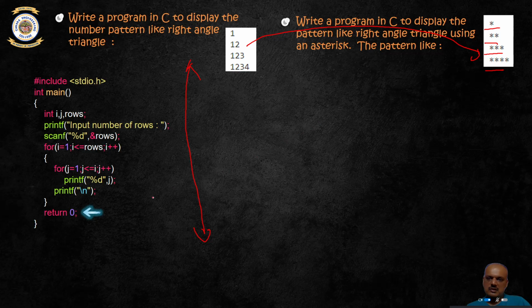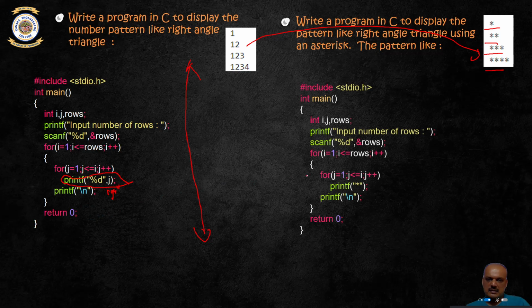If you have guessed that it is just one line that I need to change, it is this line. Instead of printing the value of j, now I need to print the character asterisk. That is the line that changes, and the rest of the code remains exactly the same. There is no change in the other part of the code. That is how you generate a number pattern and a star pattern as given out here.